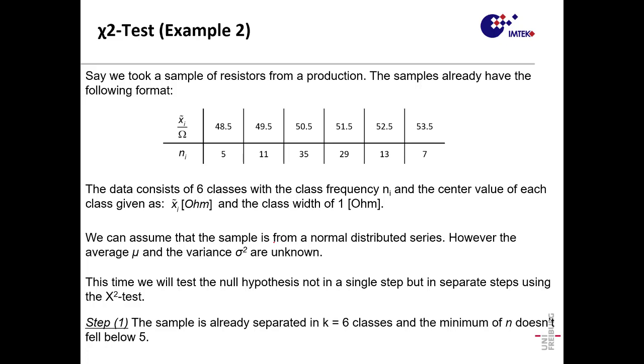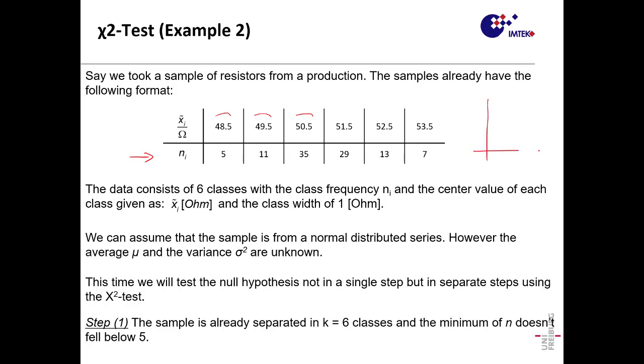Then we have collected some resistors. We have collected 5 that have 48.5 ohm, 11 that have 49.5, 35 that have 50.5, and so on and so forth. We have collected in total 6 classes there. And we want to know if this follows a normal distribution with some mean and variance that we don't know. So again, we can separate this into 6 classes, right?